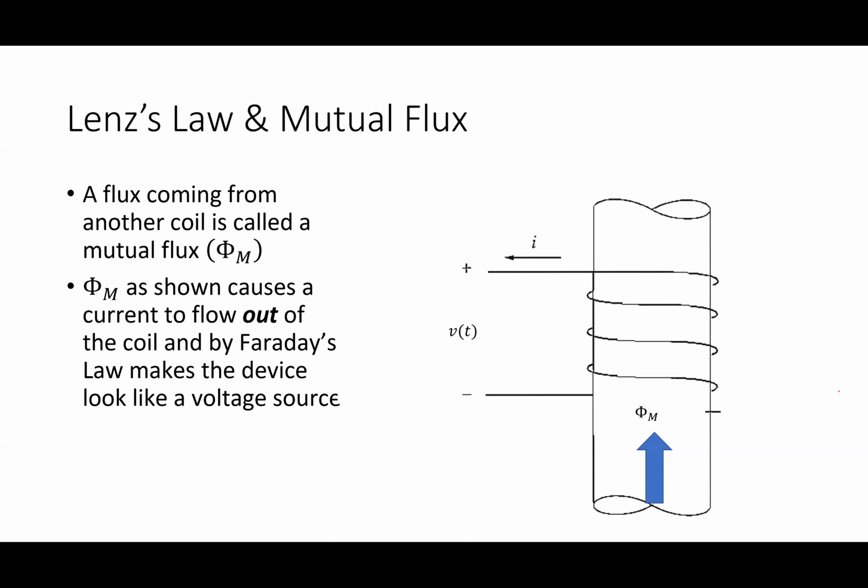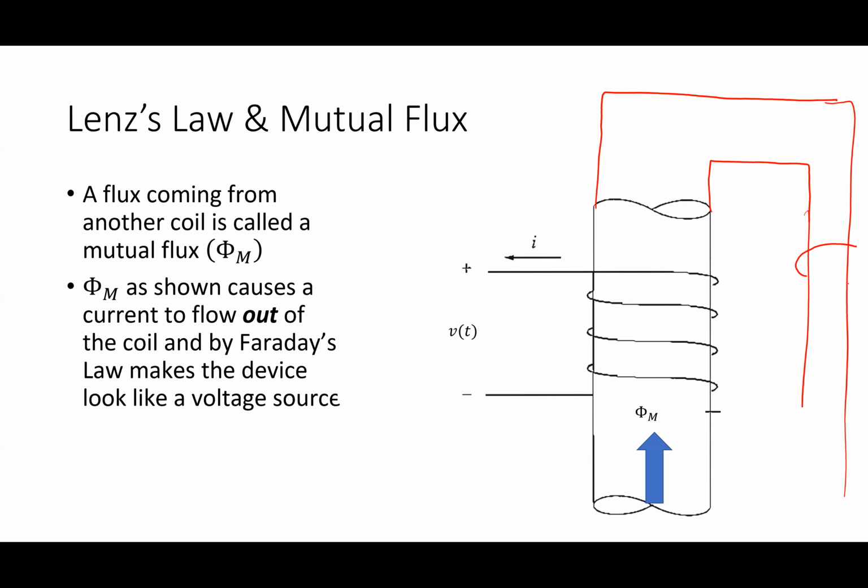So what if I have a mutual flux? Meaning there's some other coil. So let's say this material continued on like this, and there was another winding over here, right?